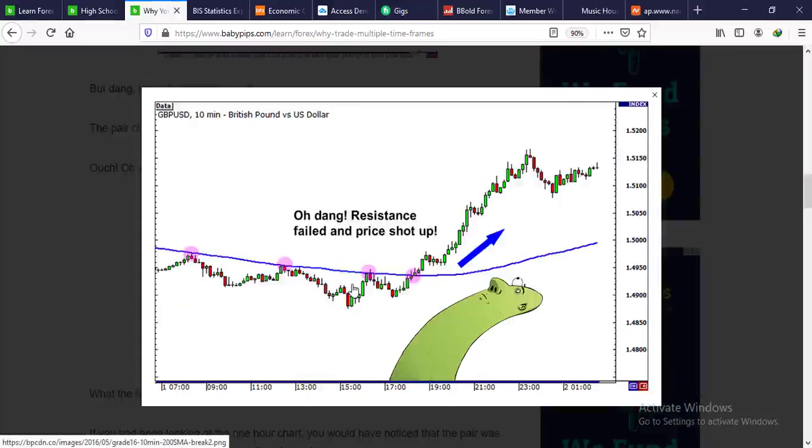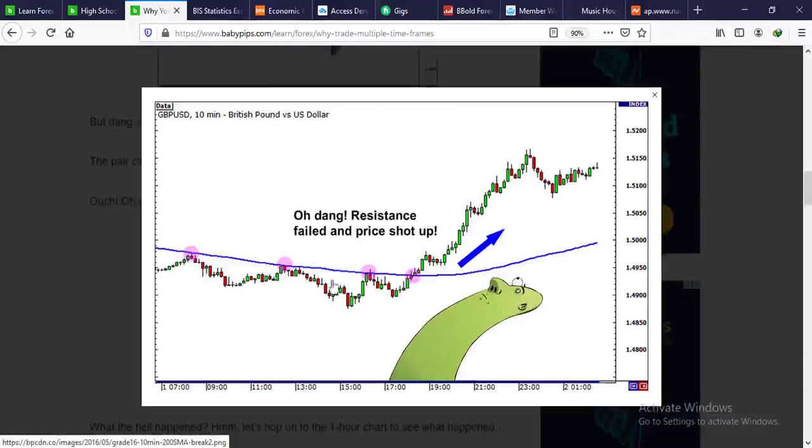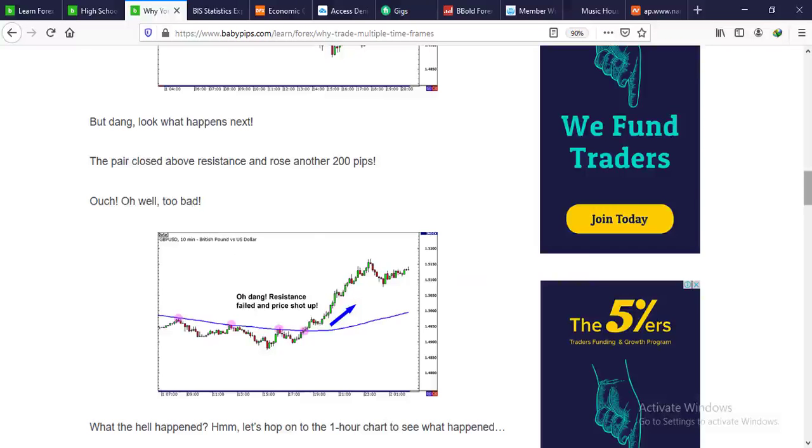Oh damn, resistance failed and price shot up. Why did the price shoot up? Oh my goodness, let's go find out the answer. So you came down, you saw a sell signal, you sold here, but price rose up on the 10-minute chart. Why did it happen like that?